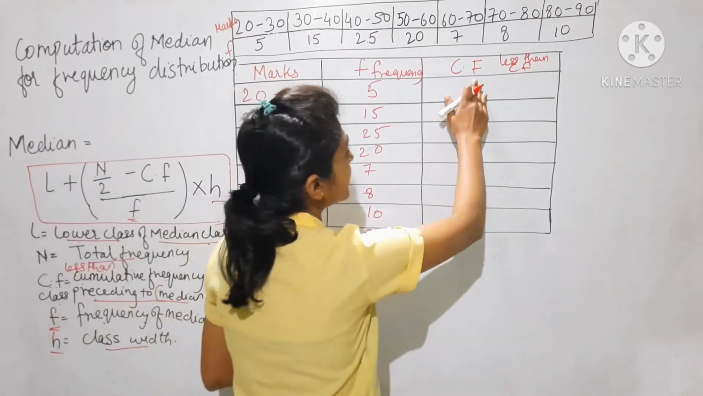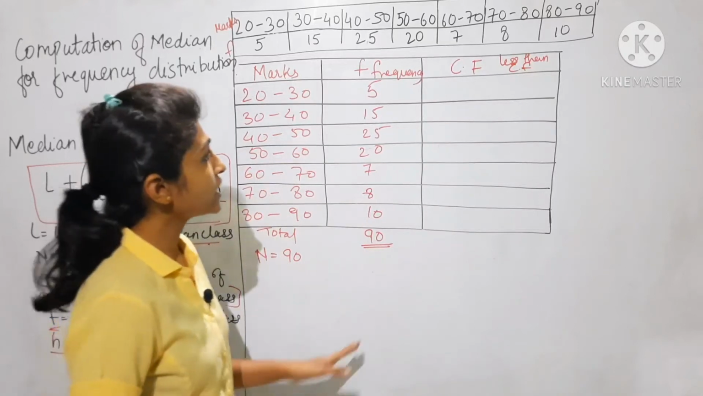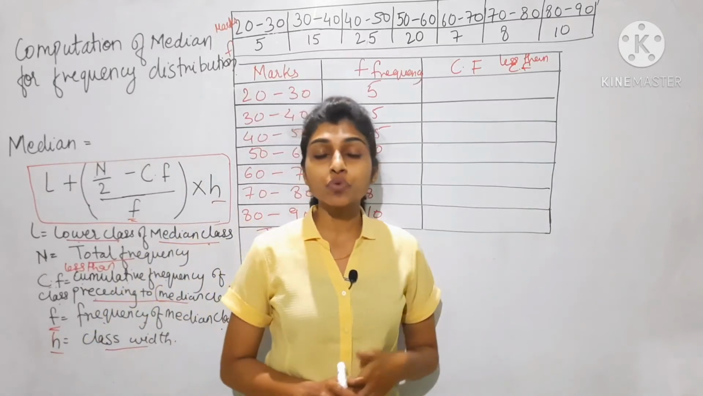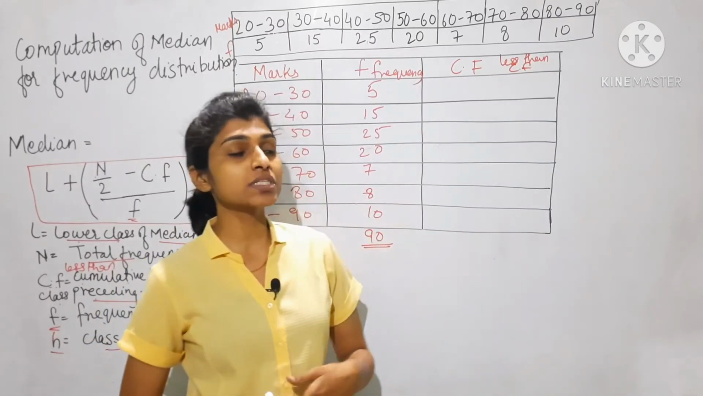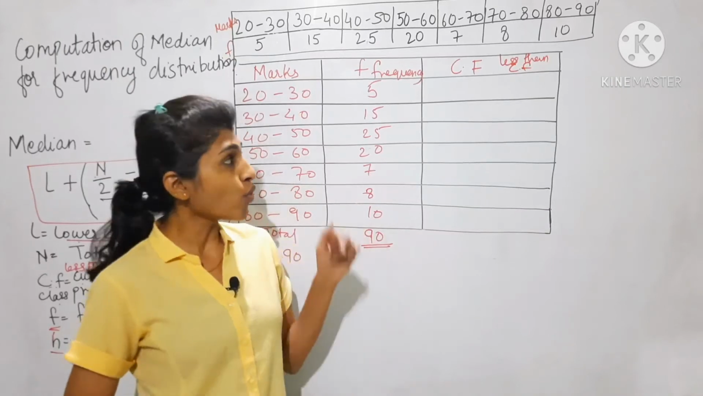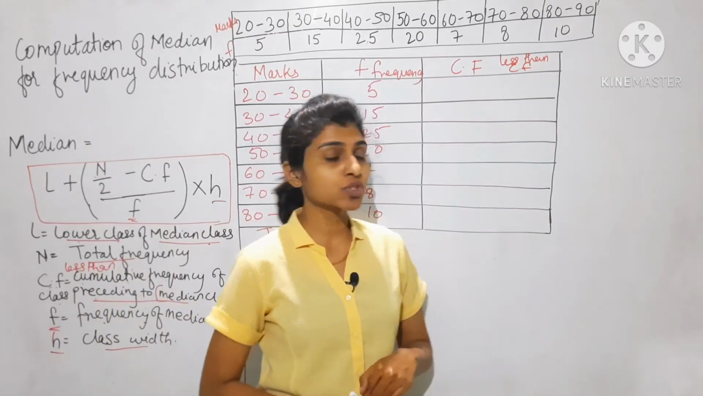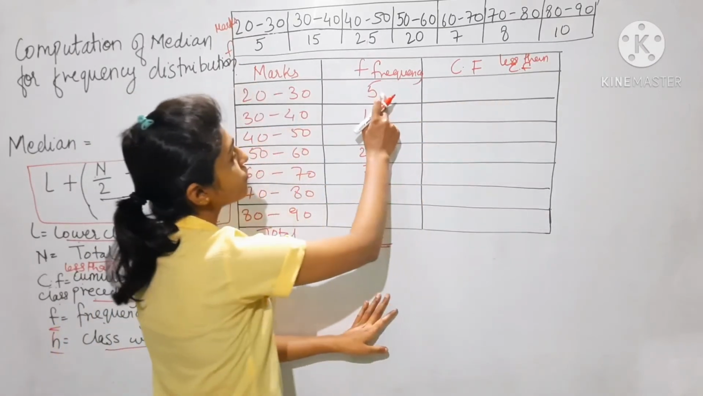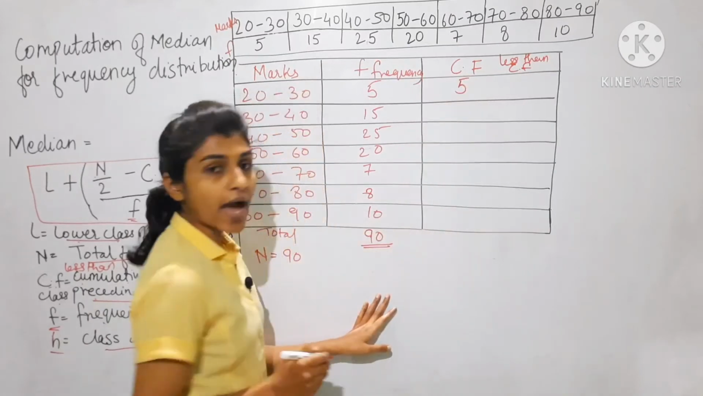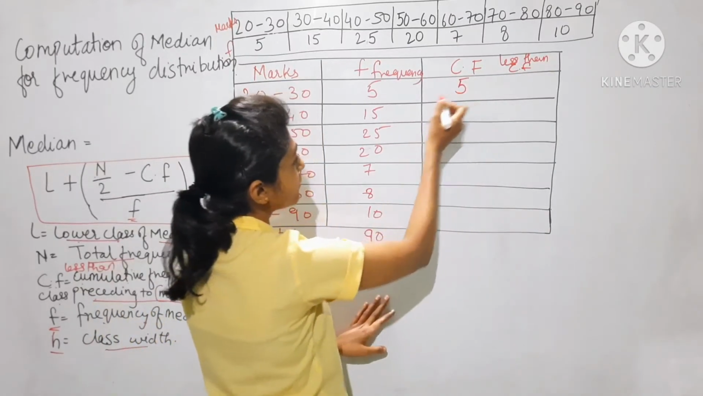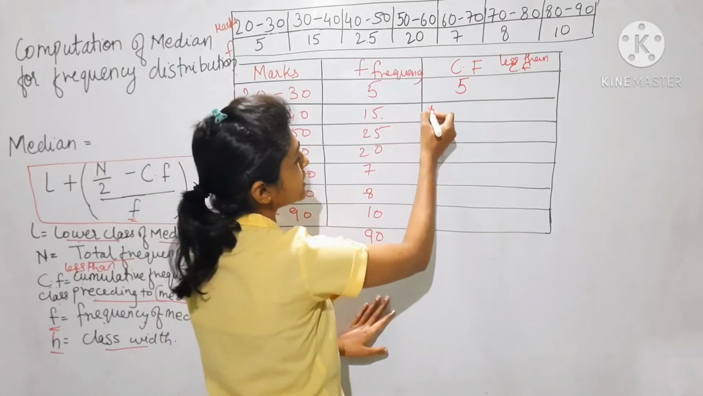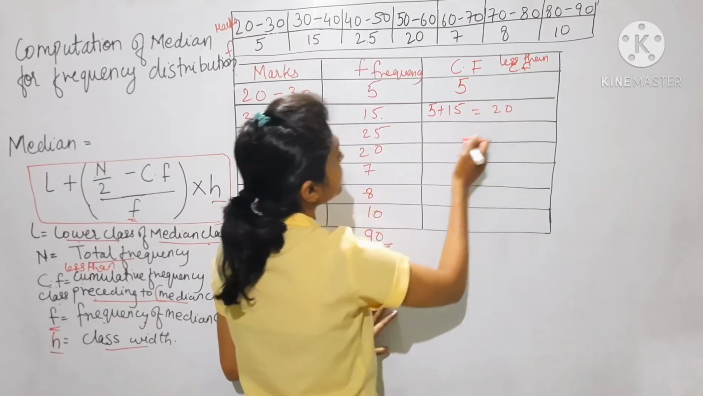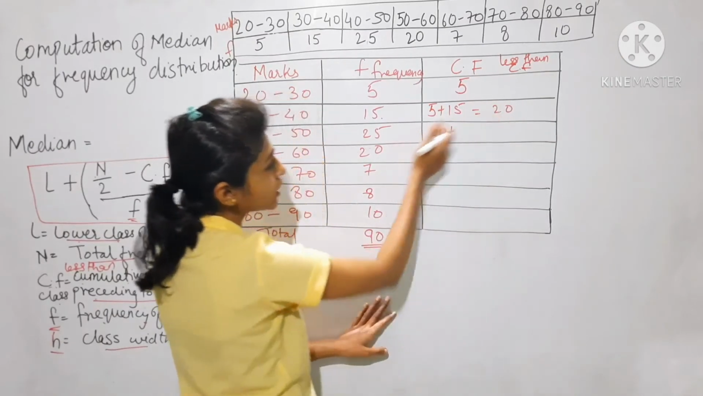Okay, now find less than cumulative frequency. Already in my frequency distribution lecture I have explained how to calculate less than cumulative frequency and more than cumulative frequency. Watch that video, the link you will find in the description box. So to find less than cumulative frequency, the first class frequency will be as it is. Then add 5 plus 15, the next class frequency, you get 20. Then 20 plus, diagonally you are going to add.